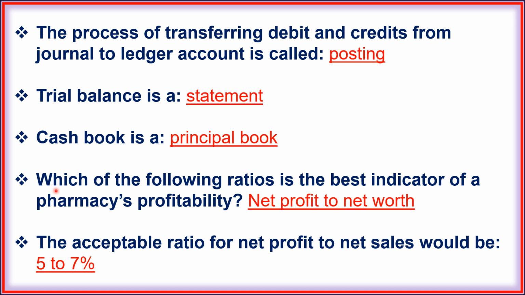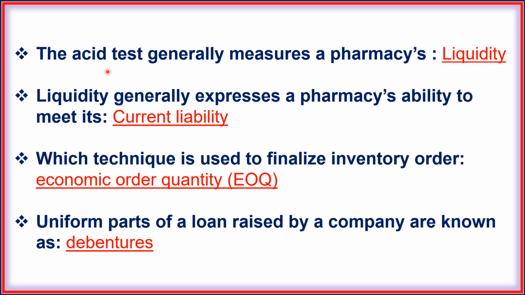Next, which of the following ratios is the best indicator of a pharmacy's profitability? That is net profit to net worth. Next, the acceptable ratio for net profit to net sale would be 5 to 7%. Next, the acid test generally measures a pharmacy's liquidity. Next, liquidity generally expresses a pharmacy's ability to meet its current liability.